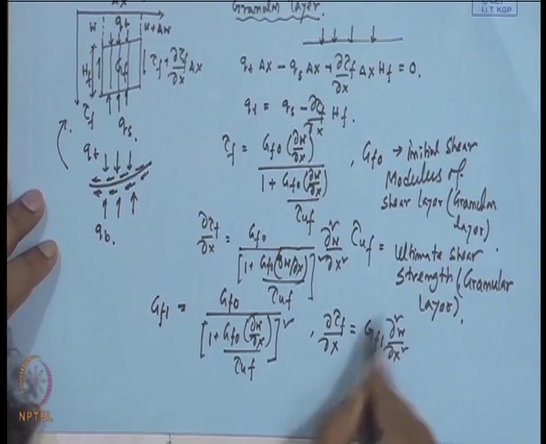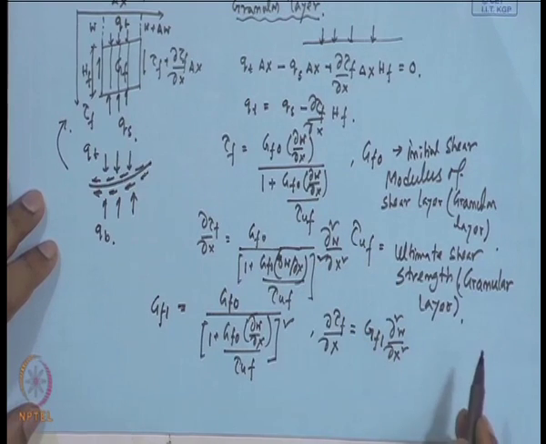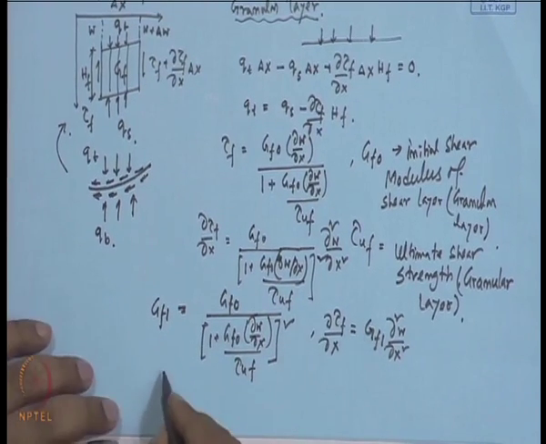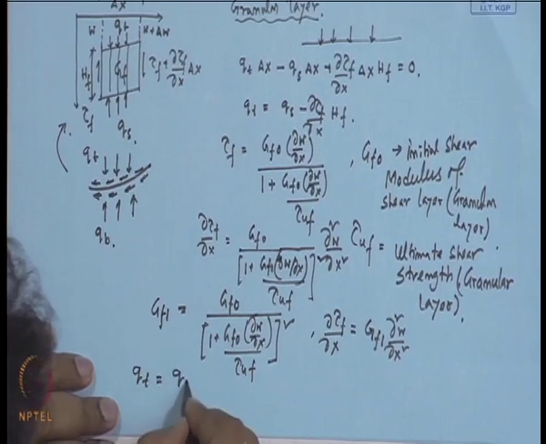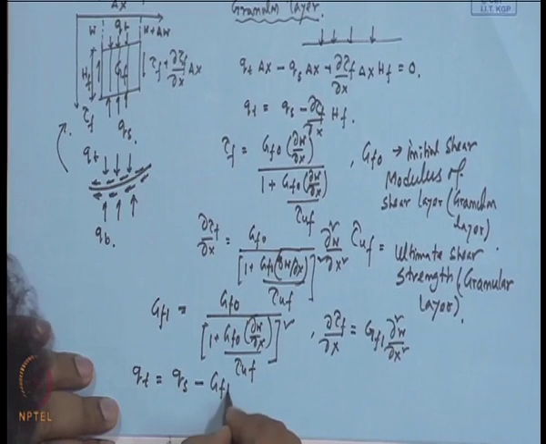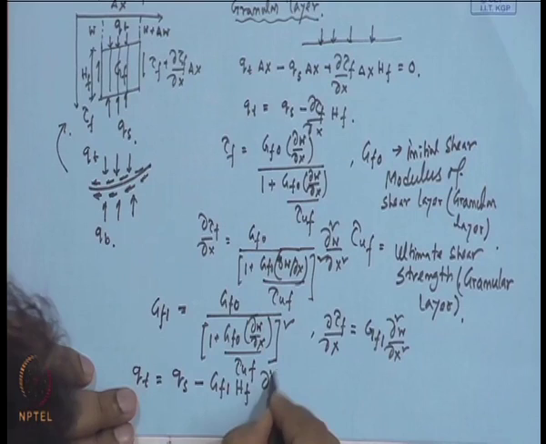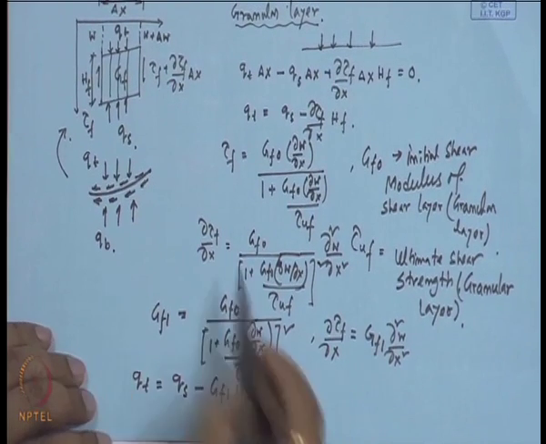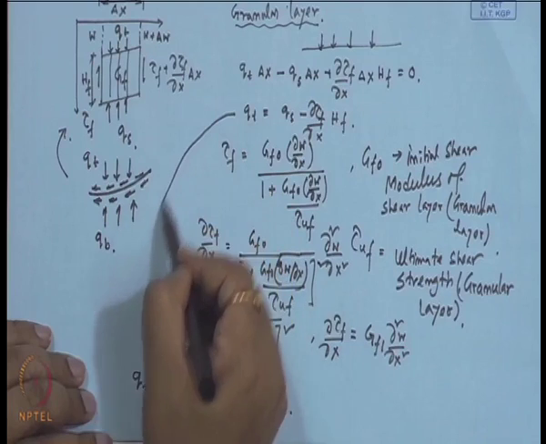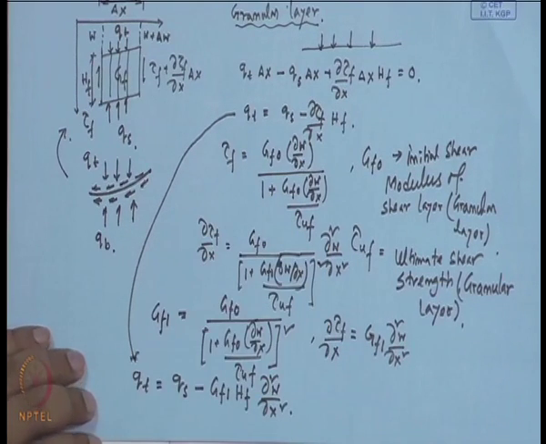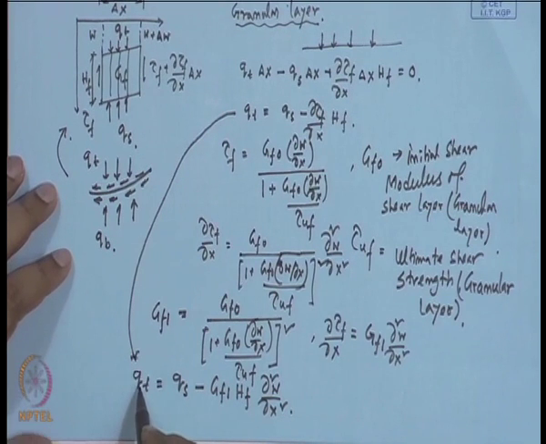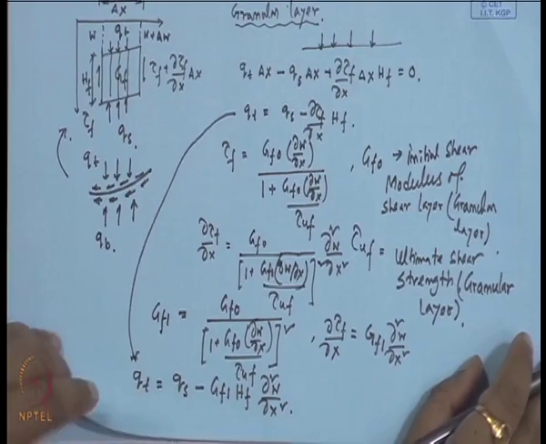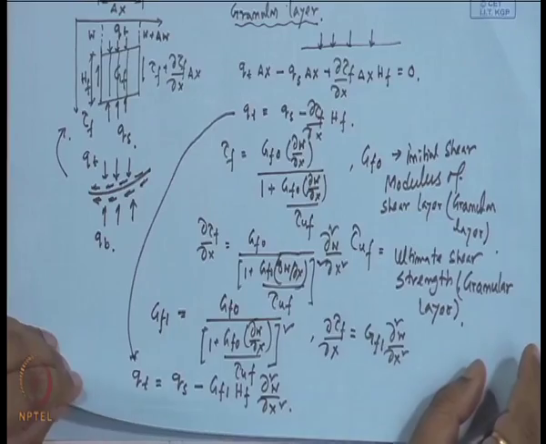So, these are the expressions that we can use. Finally, we can write q t equal to q s minus G f 1 h f into del square W del x square. If I put this value in this expression, then we will write it in this form. So, finally, we can write the q t value in this way also, with q t, q f and this value.